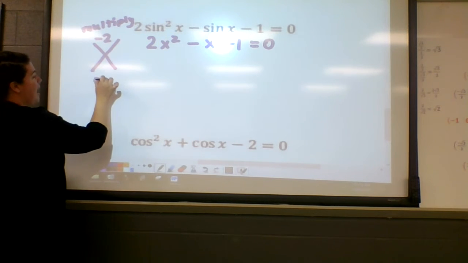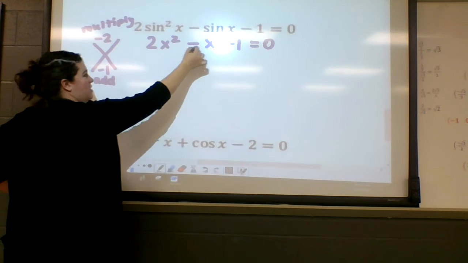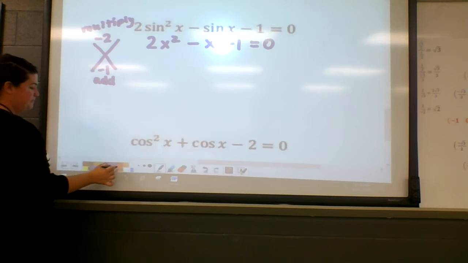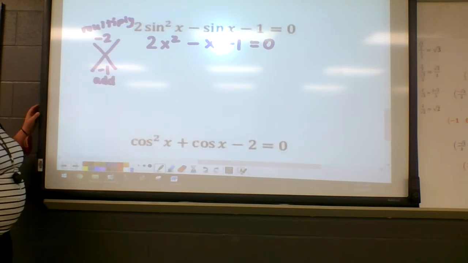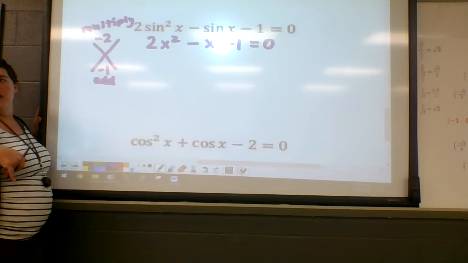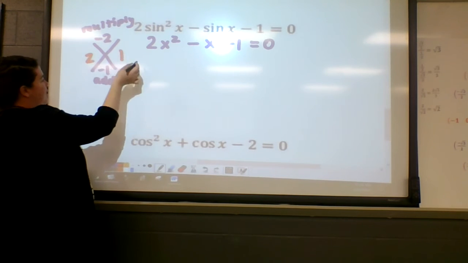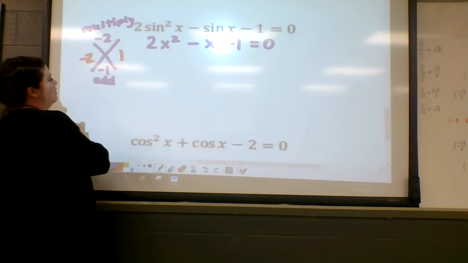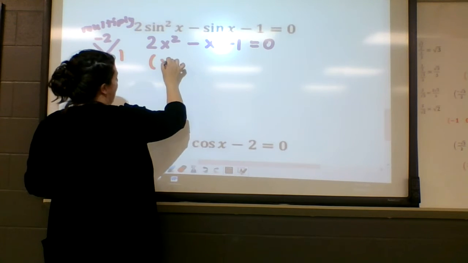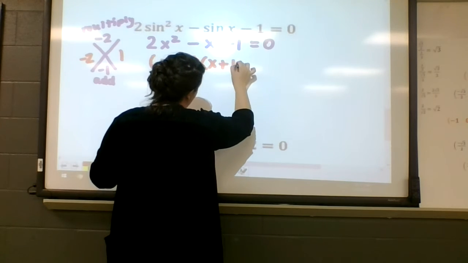And then they'll add up to be negative 1. That number here, the b value, essentially. So two numbers that multiply to be negative 2 add up to be negative 1. 2 and 1. And which one's negative? Negative 2. So this would factor, right? x minus 2, x plus 1.